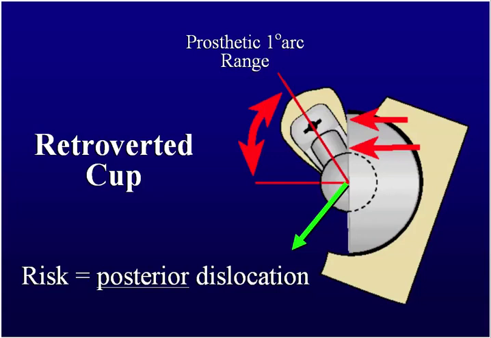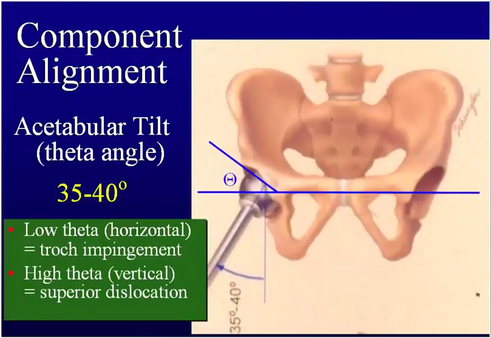Remember that concept. Theta angle is important. You want a theta angle in the coronal plane of about 35 to 40 degrees. Low theta angles with abduction will impinge, and you can come out of socket. High theta angles also run the risk of a superior dislocation. So if you have a theta angle that's vertical, you're going to come right out the top.